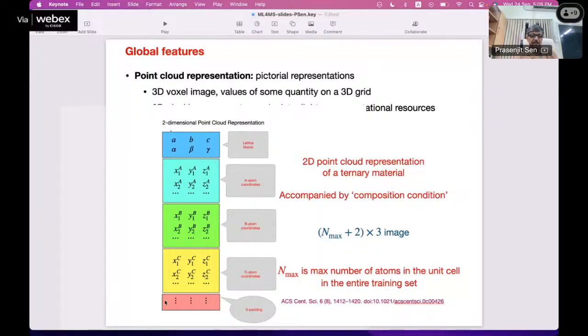So that defines the lattice structure, ABC, alpha, beta, gamma, and the fractional coordinates of all the atoms. But this has not yet defined the composition. So how many A atoms, how many B atoms, how many C atoms. They pass that information to the model through something they called composition condition. So basically, if N, L, M are the numbers of A, B, C atoms, this information about the individual numbers N, L, M is somehow passed on to the model. So that completely determines the structure.